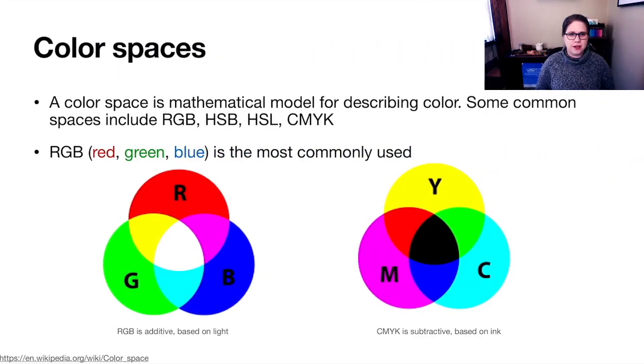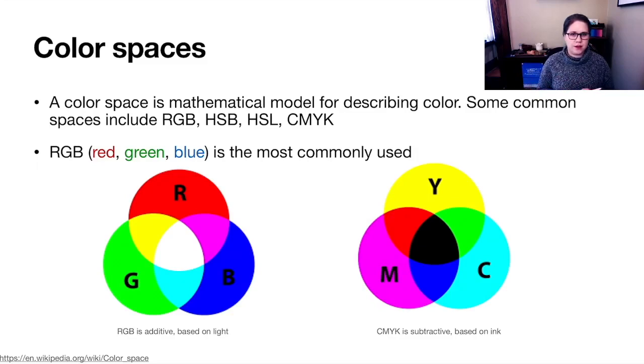And then I'd like to just tell you a little bit about color spaces. So a color space is a mathematical model for describing color, and there's more than one of them. There's a common one that's RGB, that's red, green, blue, and that's kind of the way that light works. So if you've used a prism to see a rainbow, you've probably noticed that set of colors.